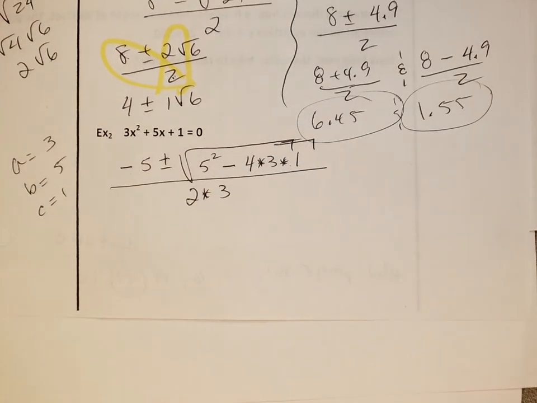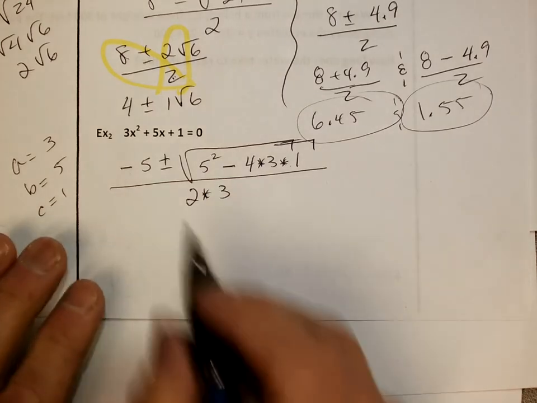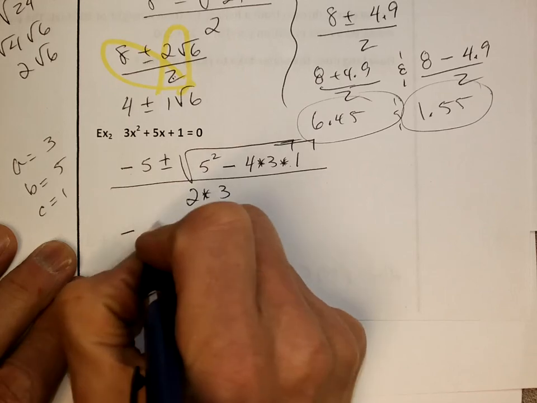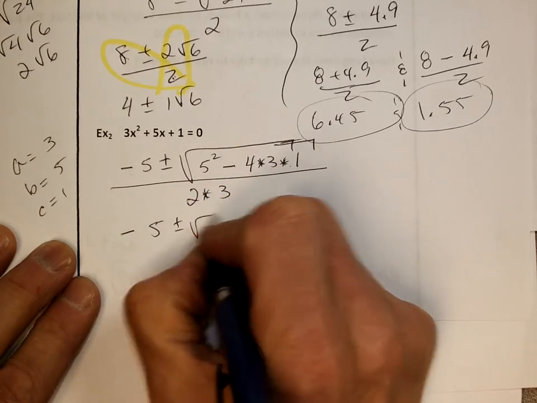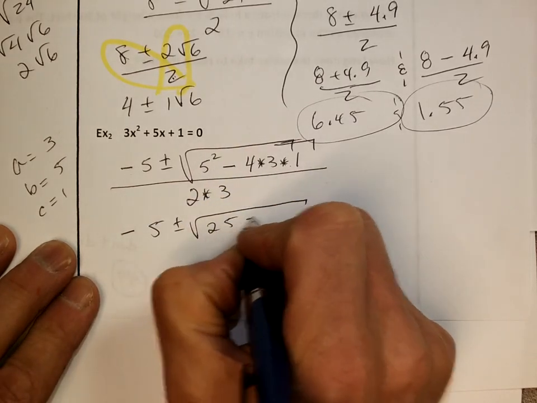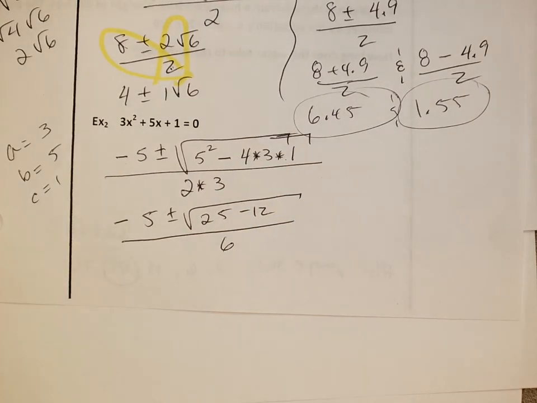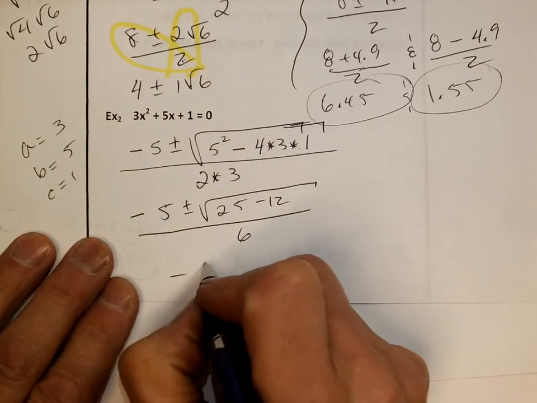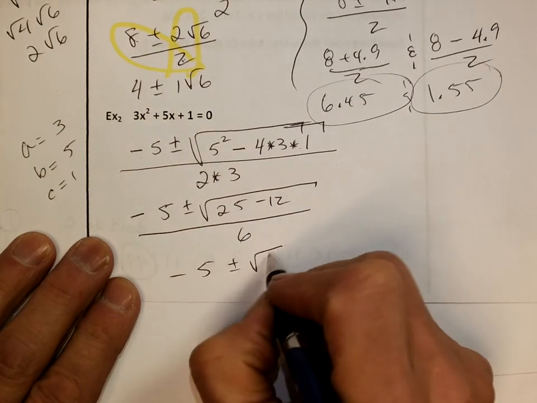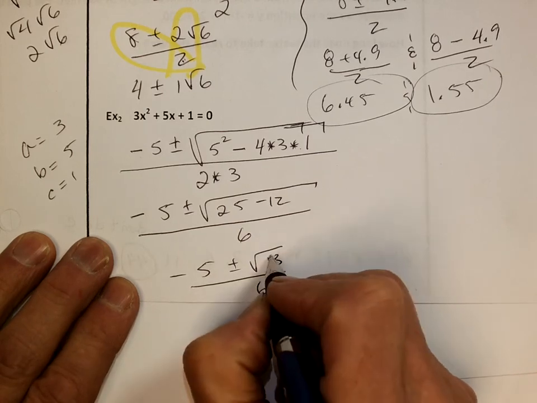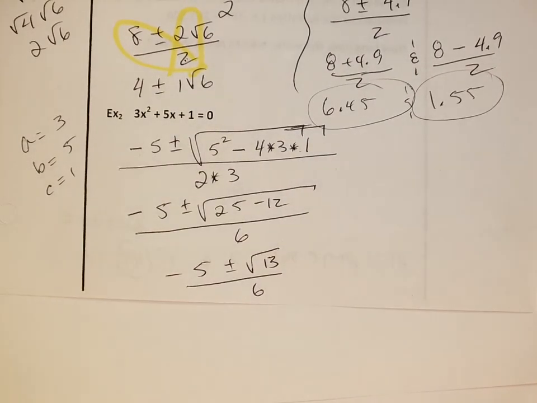And you don't have to memorize the quadratic formula, okay? It's one of those things where you get to use your notes anyway, right? So then let's tidy it up. Negative 5 plus or minus the big square root of 25 minus 12, over 6, which is negative 5 plus or minus the square root of 13 over 6. And that's good enough. That's a nice math answer, okay? We can leave that.